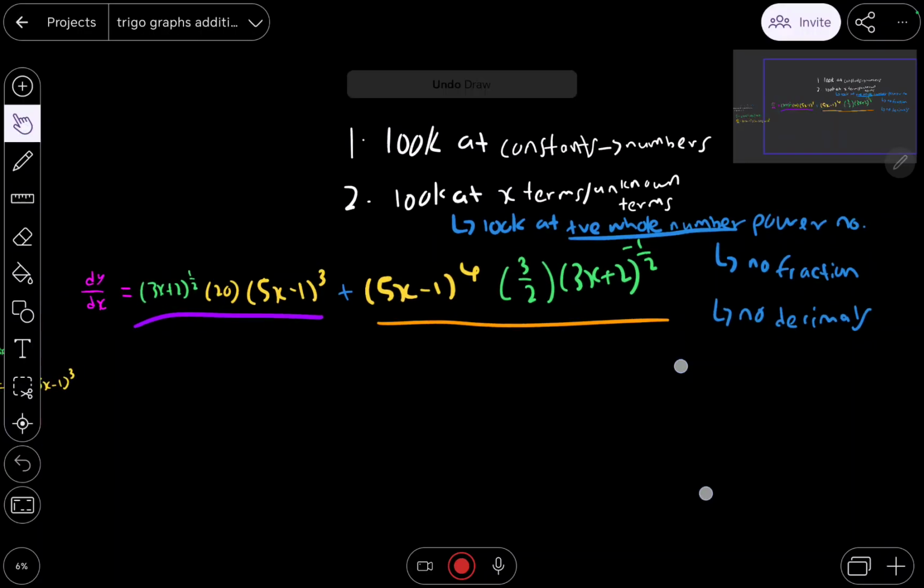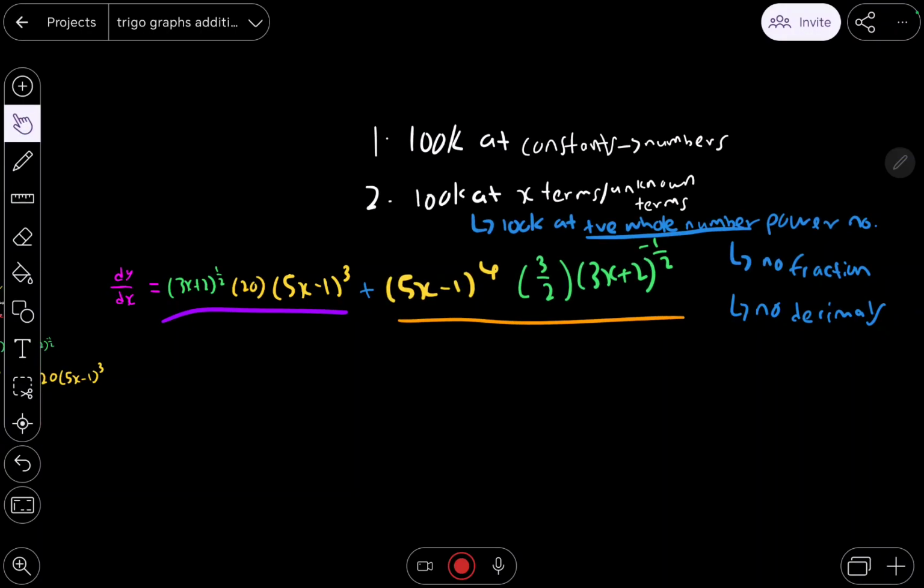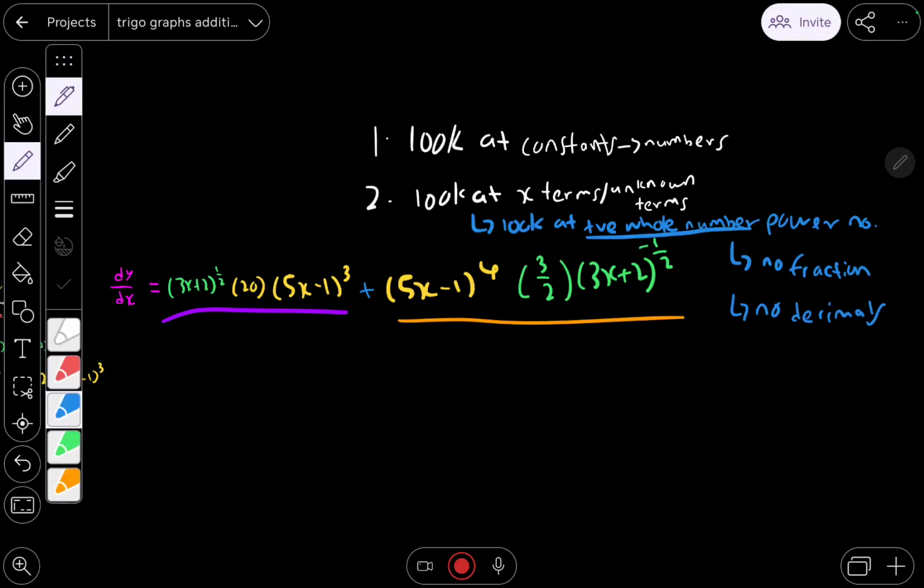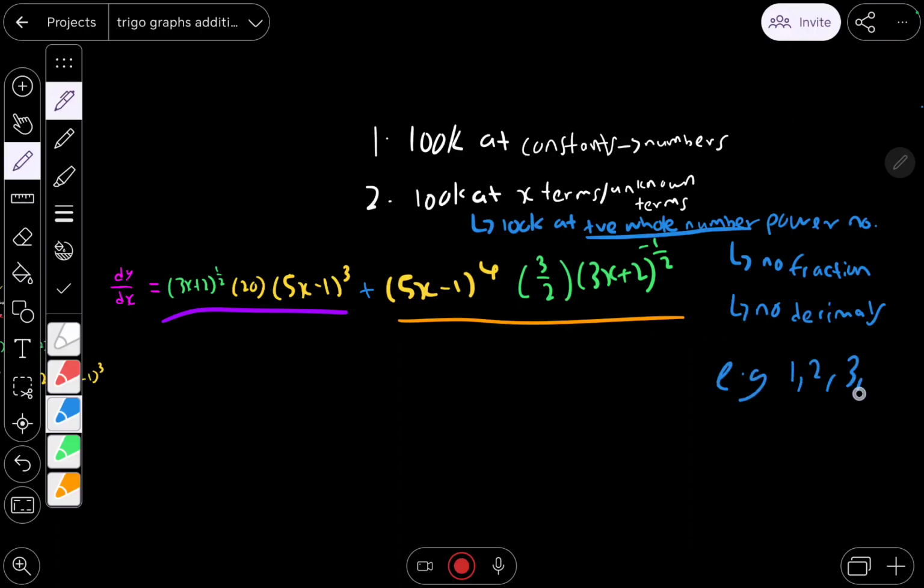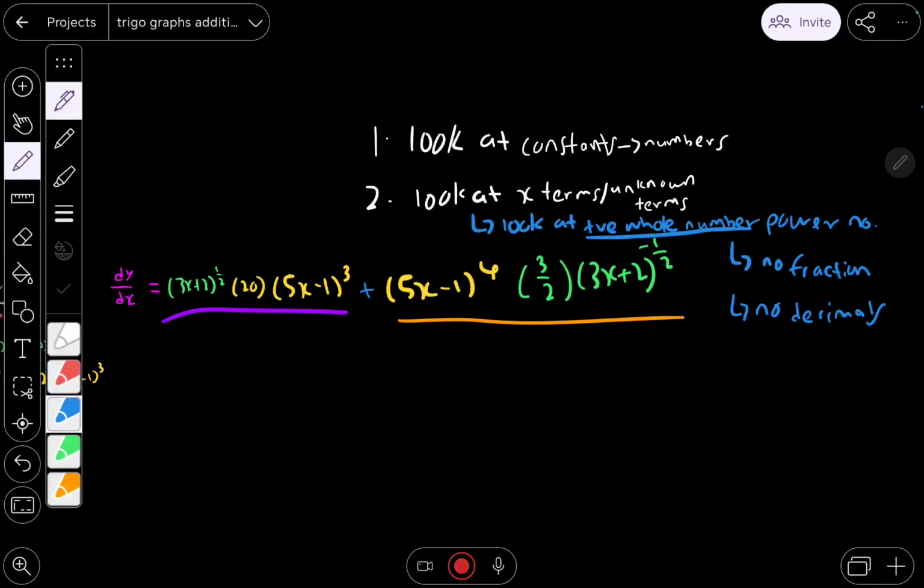When you look at positive whole numbers, that means I don't want to see any fraction or any decimal. I want to see whole numbers, for example 1, 2, 3, 4, 5, 6, 7, and maybe 8. I don't want to see half, 3 over 2, or 4 over 5. I'll just look at the numbers. Clear?